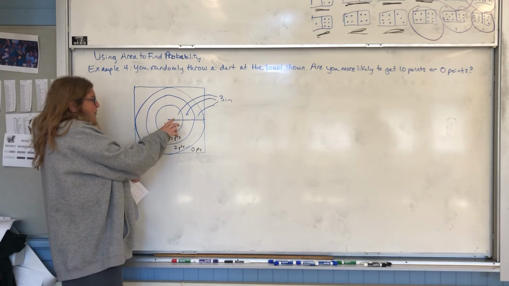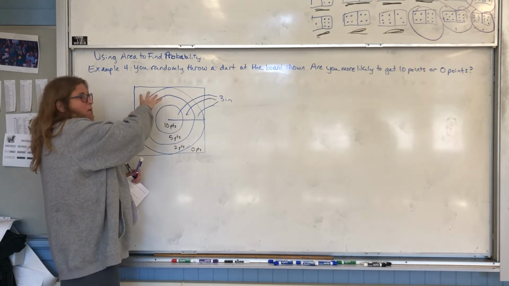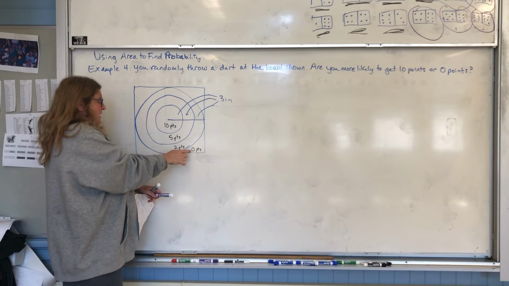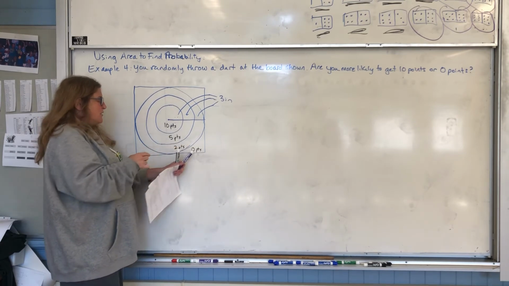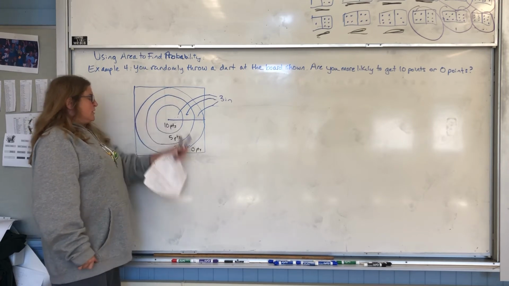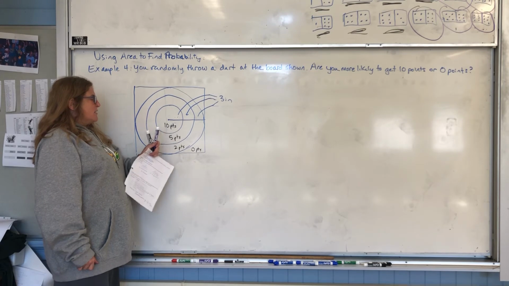Let's think about what this is here. I need to start by finding the area of the entire figure as my sample space. And then each of these little circles and the outside of the circle is worth points. If the dart lands outside the circle region, you get 0 points. 2 points here, 5 points here, 10 points here.